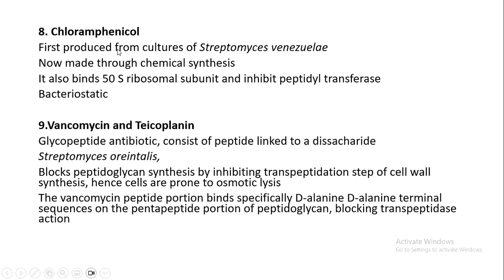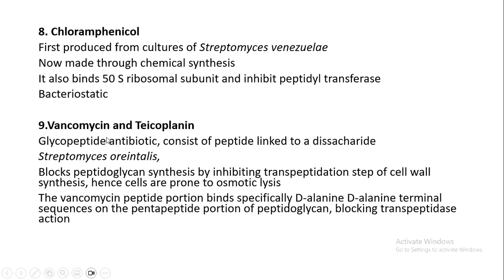Next is chloramphenicol, which was first produced from the cultures of Streptomyces venezuelae. However, now they are made by chemical synthesis method. They are bacteriostatic in nature and act by binding the 50S ribosomal subunit, inhibiting the peptide transferase reaction.